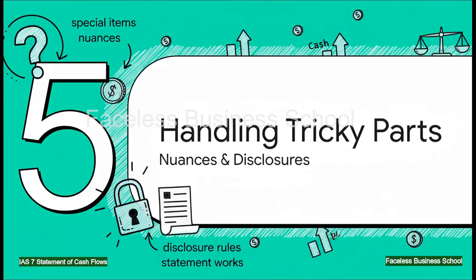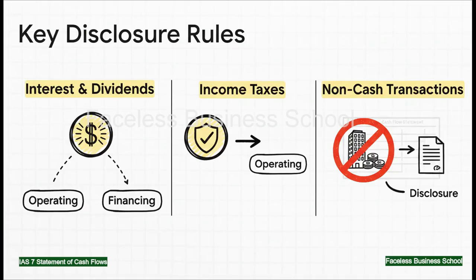All right, let's wrap this up by covering a couple of the trickier parts and some important disclosure rules. This is the stuff that'll really round out your understanding of how this whole statement fits together. Now, this is where it gets kind of interesting, because there's actually a bit of judgment involved. Take interest paid, for example. A company can classify that as either an operating or a financing activity, as long as they do it consistently year after year.